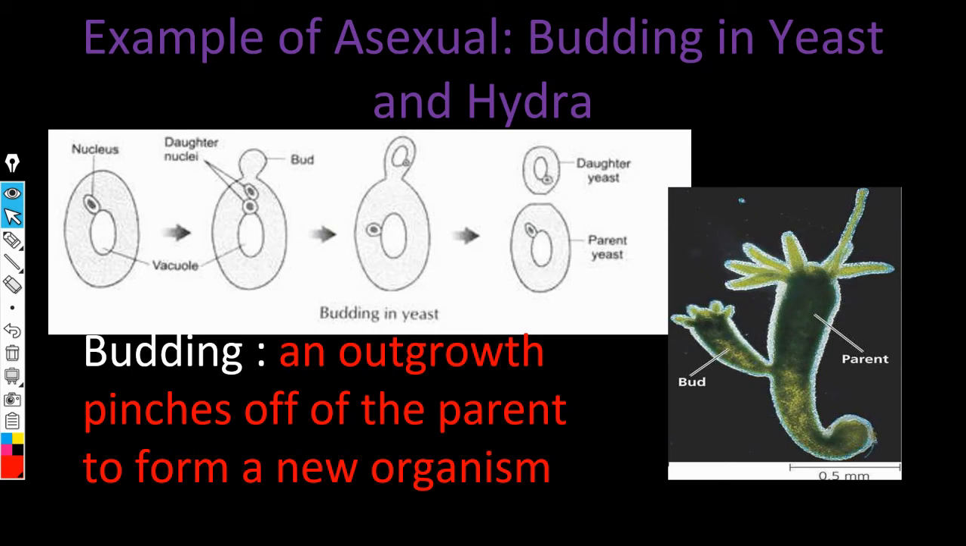So in budding, what happens is that you have an outgrowth of the parent organism, and it actually pinches off and breaks off from the parent organism, and through asexual process becomes an adult all on its own.